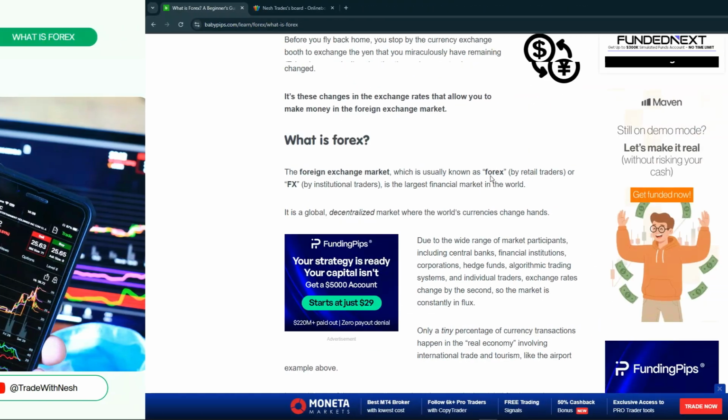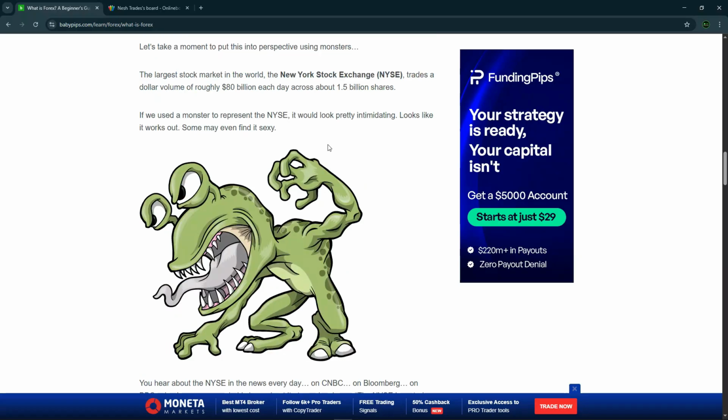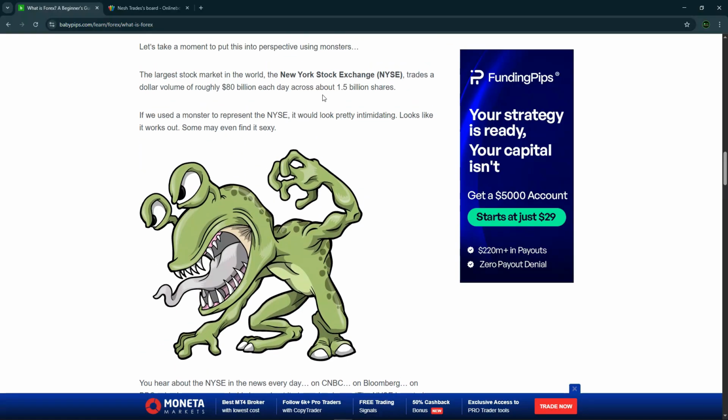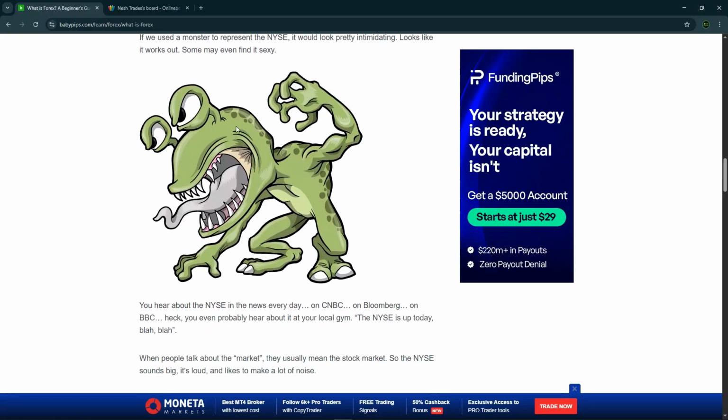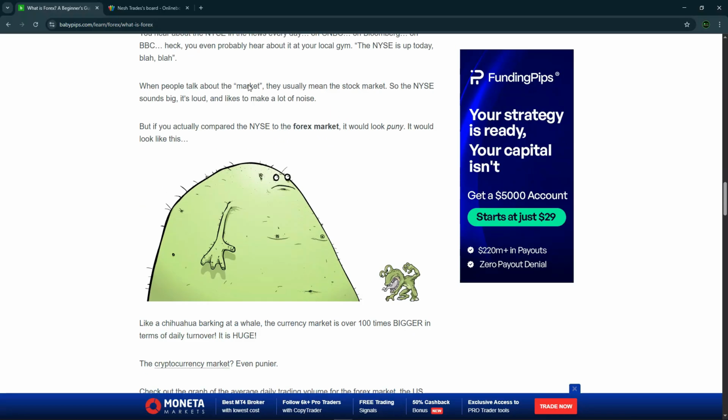And going back to BabyPips, you can see that this is, for example, the New York Stock Exchange that trades a dollar volume of roughly 8 billion each day. All right, and about 1.5 billion shares. We have already discussed that. You can see how it looks, right? I like this picture, by the way.